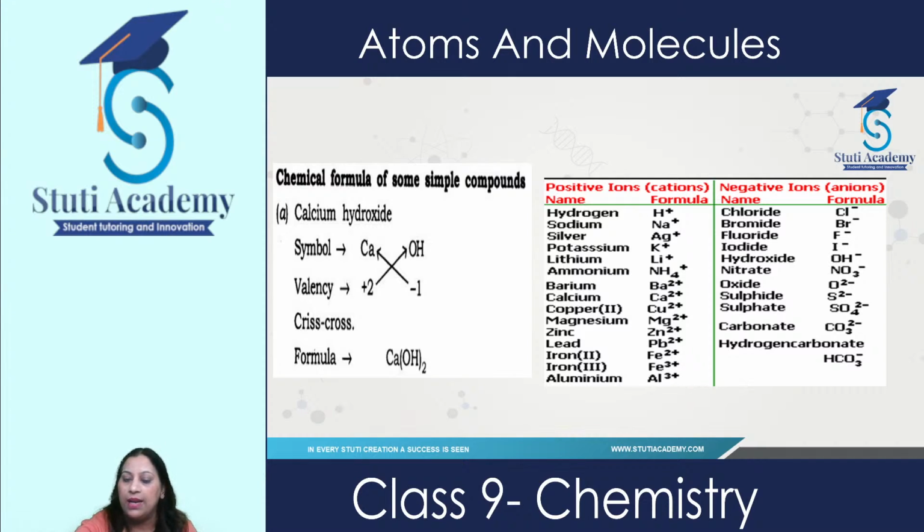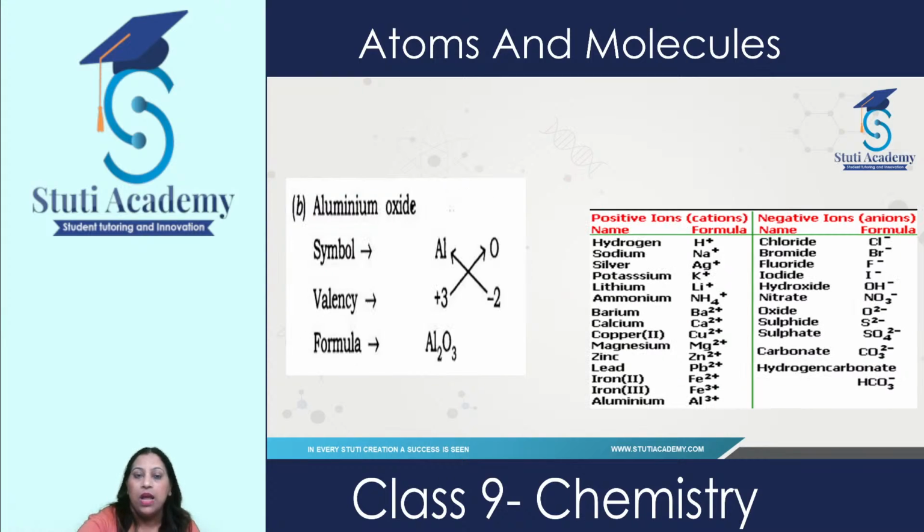Calcium hydroxide I have already discussed with you. And when you are writing chemical formulas, this table should be learned. Learn this table, otherwise you'll not be able to write any formula. So now let's take an example of aluminium oxide. The name is given in the question: write down the chemical formula of aluminium oxide.